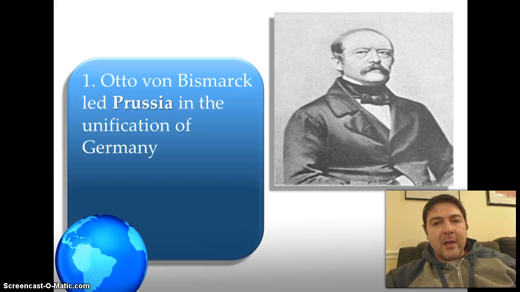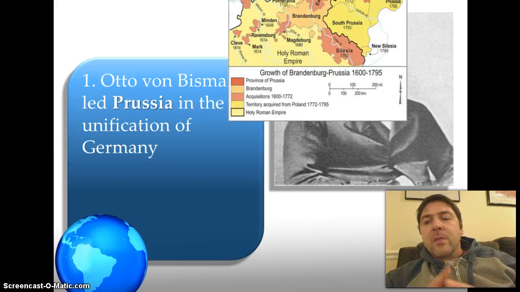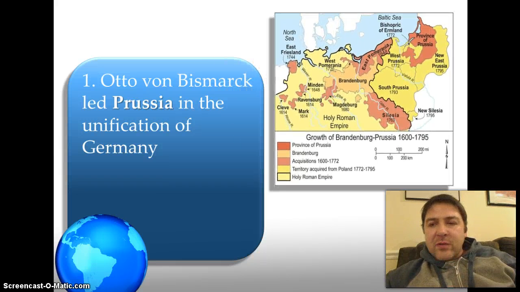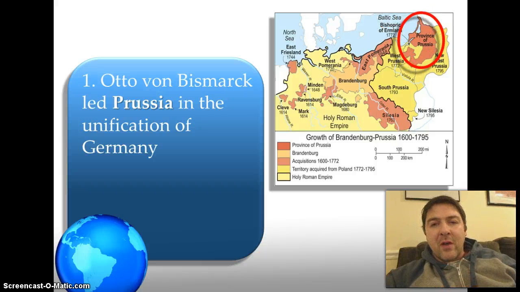We see Bismarck here in this picture. And Prussia, as we see on this map, it was one of these German states that we saw on the earlier map, located way out here in eastern Germany. Okay, in fact, almost out into what's now Poland.